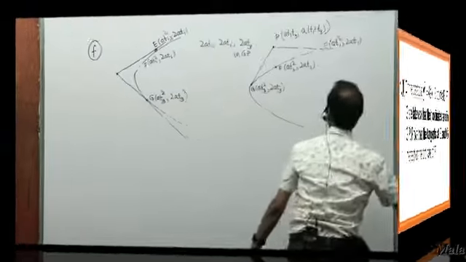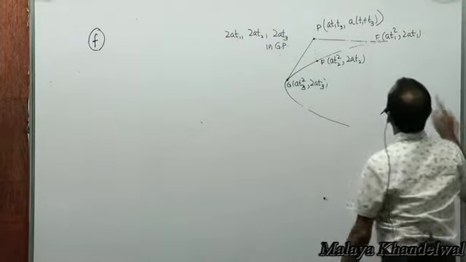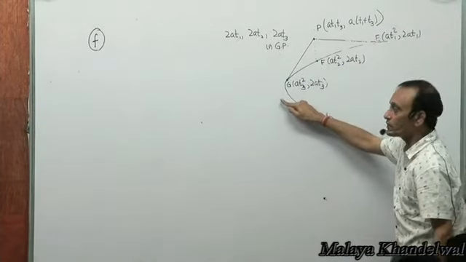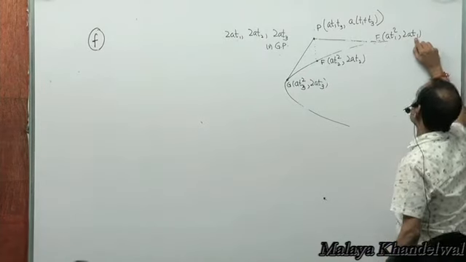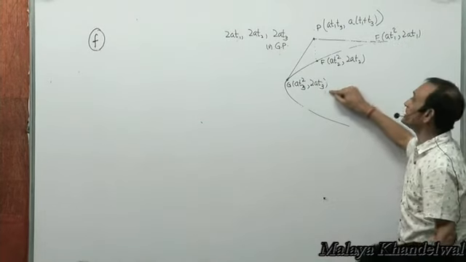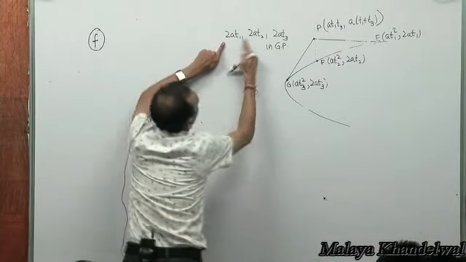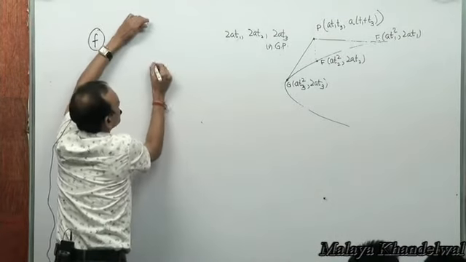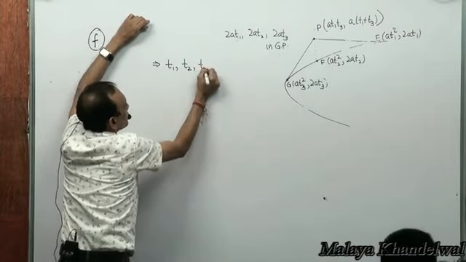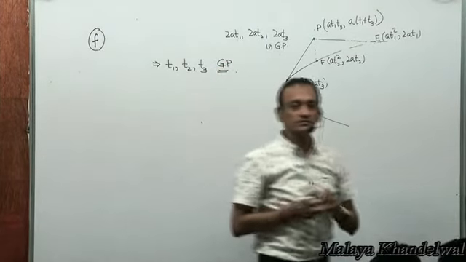So we have essentially 3 points, E, F and G, with parameters T1, T2 and T3, such that their ordinates, that means their y coordinates, are in GP. That means 2aT1, 2aT2, 2aT3 are in GP. That's given, isn't it? That means if the ordinates are in GP, it really means T1, T2, T3 are in GP. This is what it means. Right?